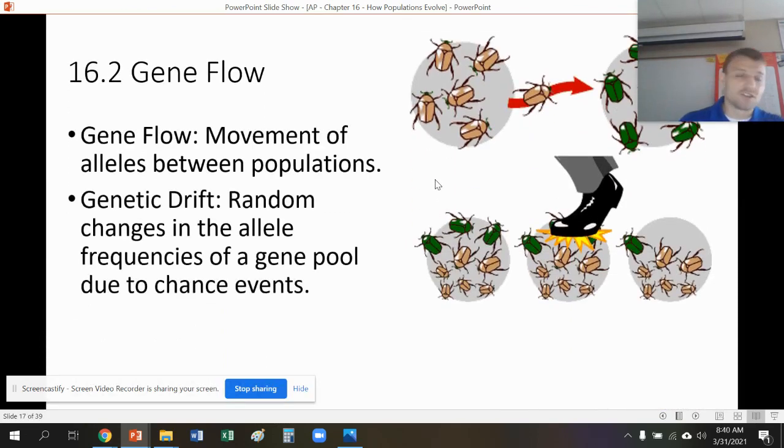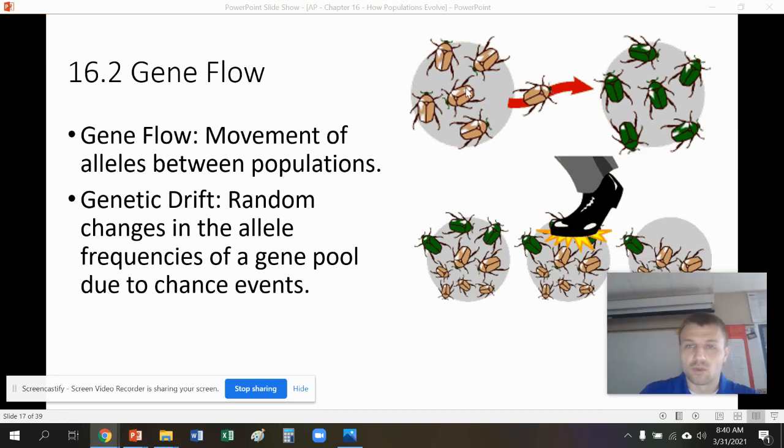All right, moving on to gene flow. This is where we're going to see movement of alleles between populations. This is that migration in or out of a new population. You can see here we're taking this allele, or the alleles in this organism, and we're going to the next population.